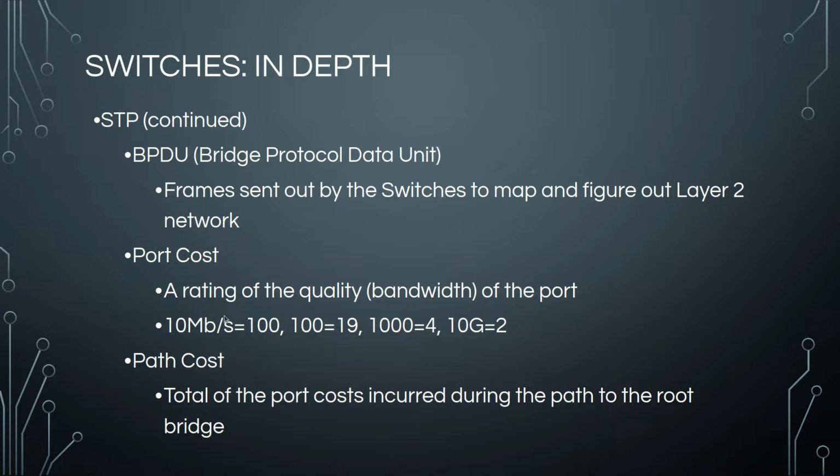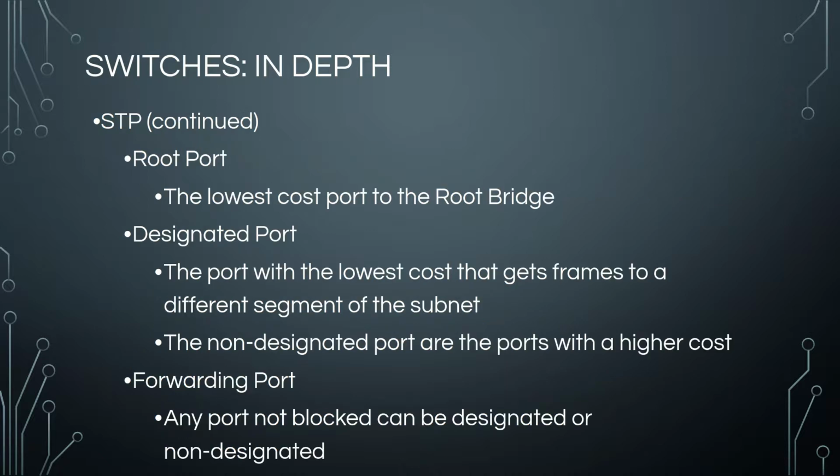It'll say, hey, what kind of port is this? Oh, it's 10 megabit? That's a score of 100. Oh, you're a gigabit? That's a score of 4, right? And the lower score is the best path cost. So that's why they made a lower score the better path cost. They said cost, so therefore the lower the cost, the better, right?